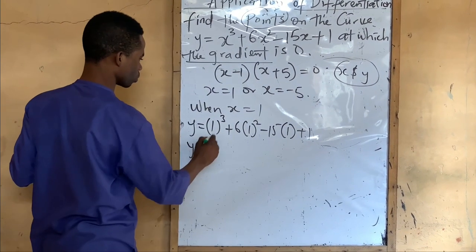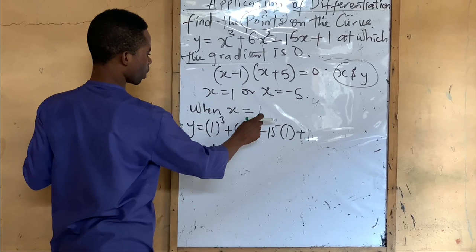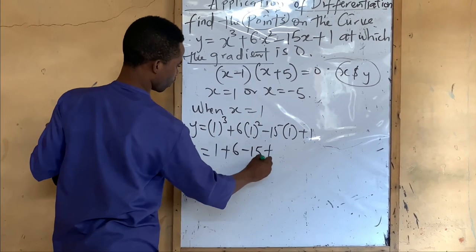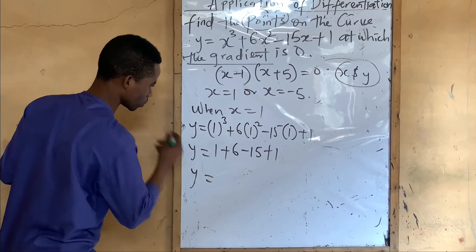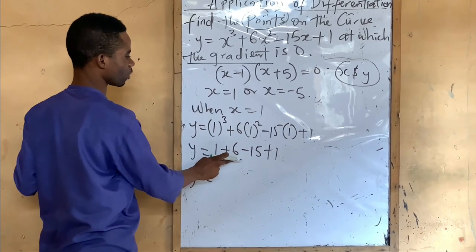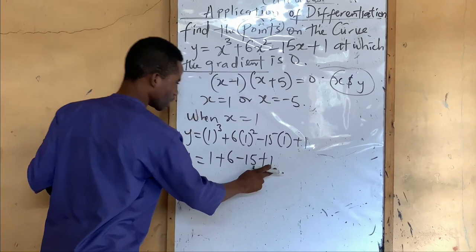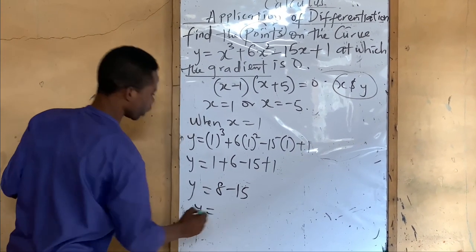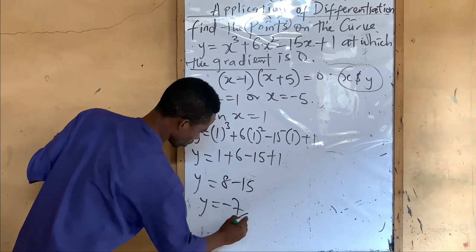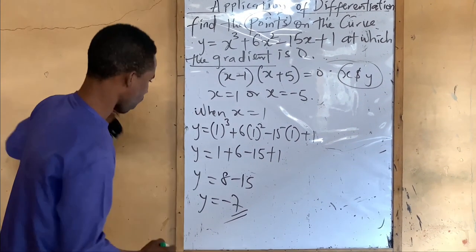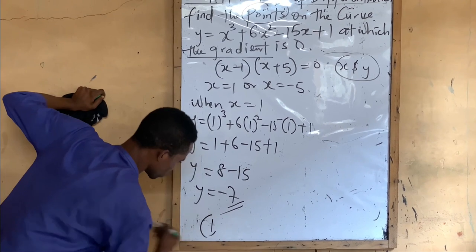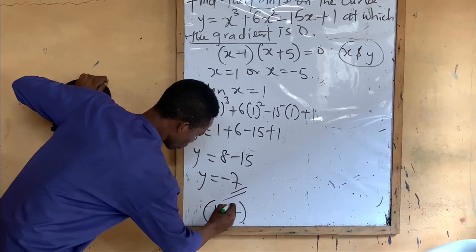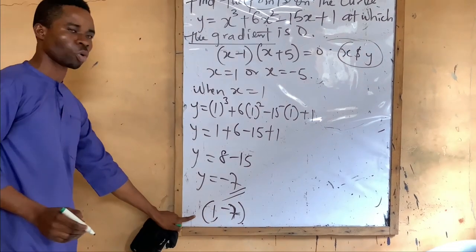That is y equals 1 plus 1 raised to power 2, 1 times 6, 6. Minus 15 times 1 is minus 15 plus 1. y equals 1 plus 6, 7. 7 plus 1, 8. And 8 minus 15, that is minus 7. That means when x is 1, y is minus 7. That's what I mean by point, coordinate.